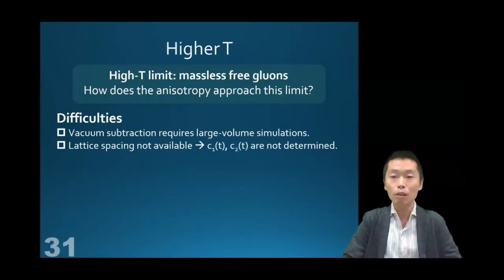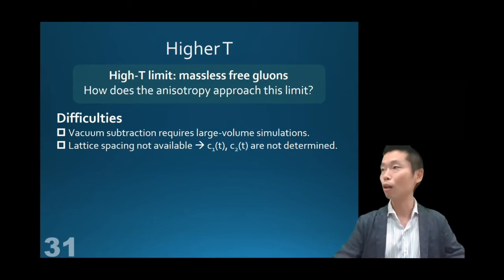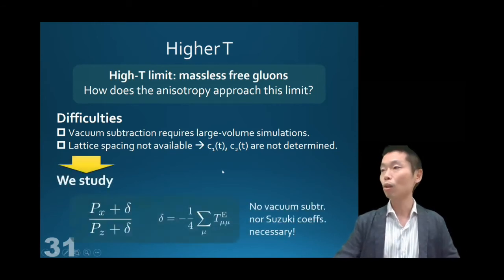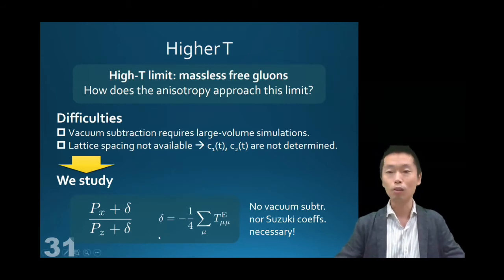Another question is what happens in the high temperature limit? Because of the asymptotic freedom, the lattice data should approach the green solid line. So can we see this behavior? Unfortunately, the analysis of high temperature simulation is difficult because of two reasons. One is the vacuum subtraction, and the other is that the lattice spacing, the scale, is not known. In order to avoid these two problems, we slightly modify the ratio in this way. Here, delta is the trace of the energy momentum tensor. So this is the ratio of the traceless part of the Px and Pz. And then we can calculate this quantity without vacuum subtraction nor scale setting.